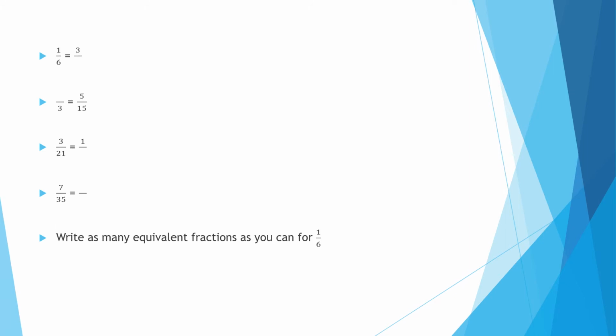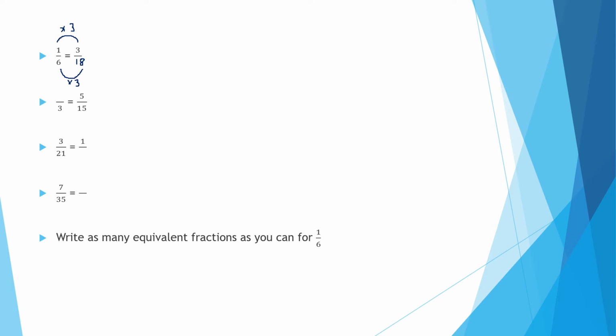Okay, on this slide we have got a few questions for you to do. What we're actually going to do is do these together, just so you can see how I would work them out. So first of all, you need to see what's happening with the numbers that you've actually got. What have you multiplied 1 by to get to 3? 3. Whatever you do to the numerator, you do to the denominator. So 6 times 3 is 18.